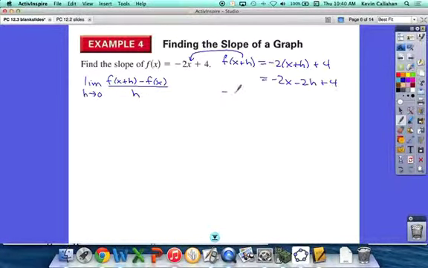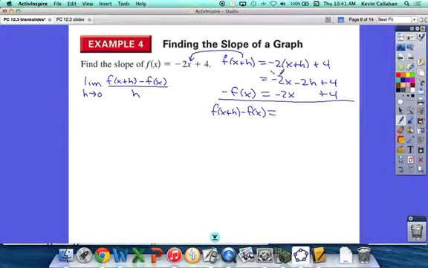Okay, now we need to subtract f of x, because that's what it says to do. So f of x is negative 2x plus 4. Like I said, when you do this subtraction, it should be that every term that doesn't have an h in it cancels. So f of x plus h minus f of x equals, and the negative 2x's cancel and the 4's cancel. So all that's left is negative 2h.